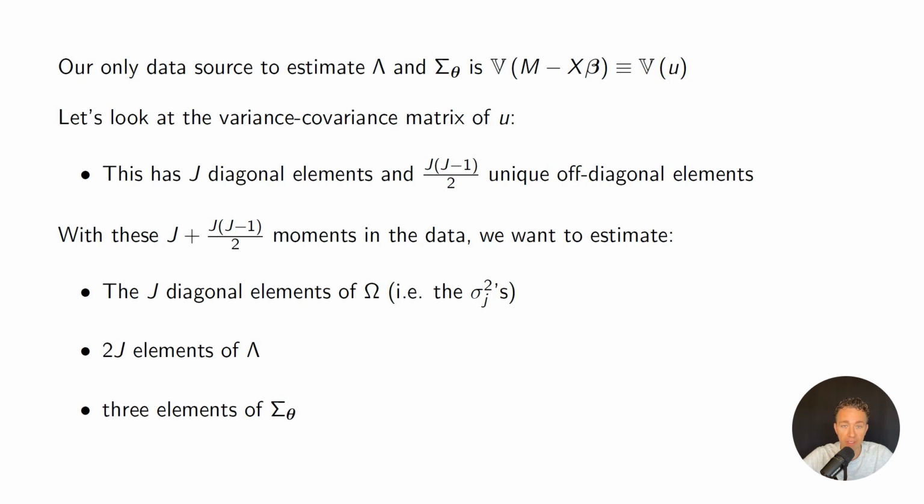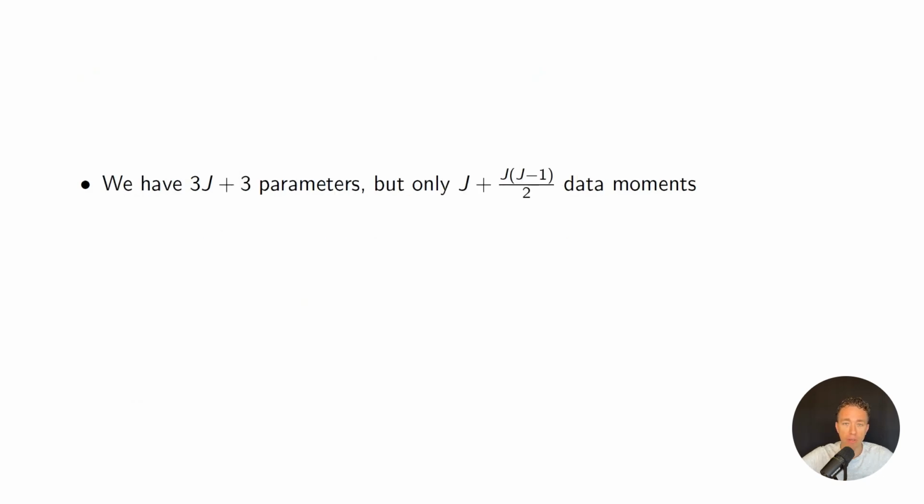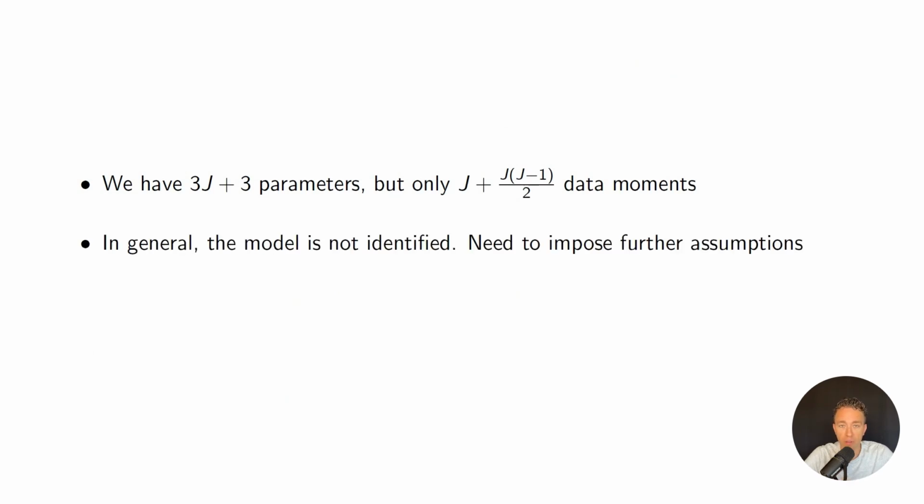And again, because it's a variance covariance matrix, even though there's 4 elements in that matrix, there's only 3 unique elements. So we have 3 times J plus 3 parameters, but we only have J plus J times (J minus 1) over 2 moments in the data. So in general, we need to make some additional assumptions in order to get identification.